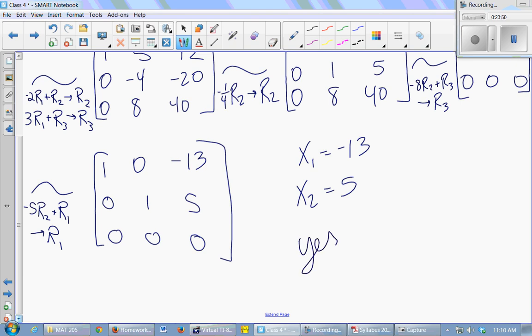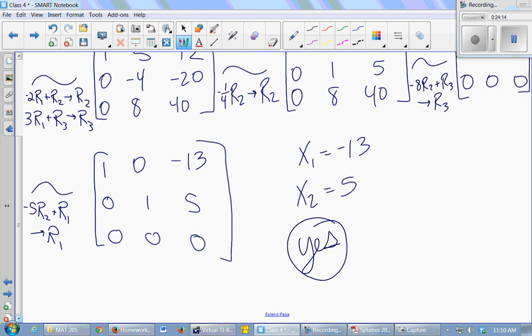Okay, so the answer to the question was yes. The vector was a linear combination of the 2 given vectors. The vector is an element of the span. The vector is in the same plane as the 2 given vectors. If there is a solution to this system, it's yes.